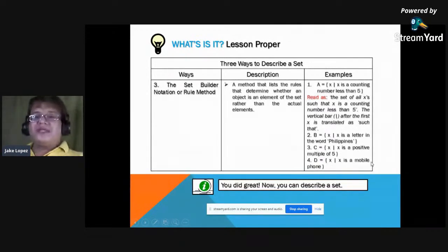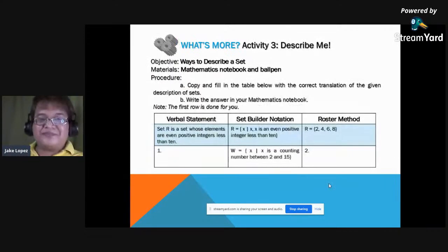Okay, so letter B. So ang pagbabasa niyan is set B equals open close brace, x such that, or the set of all x's such that x is a letter in the word Philippines. Okay, and then so on 3 and then 4 example. Okay, so yan. So tatlo na ang pamamaraan natin sa pag-describe ng set. So let's have the activity number 3.